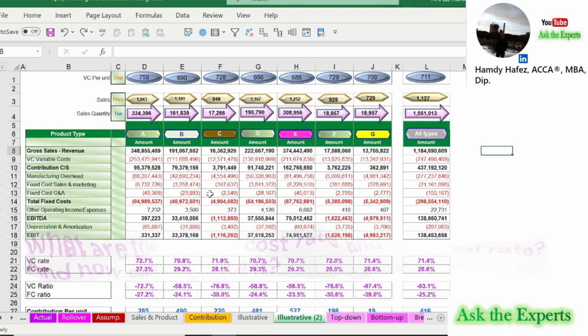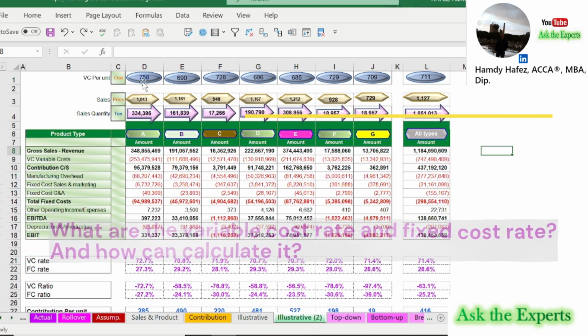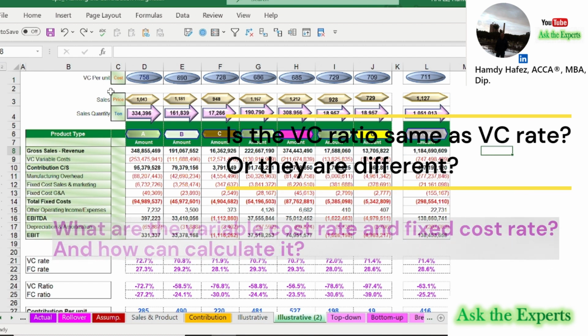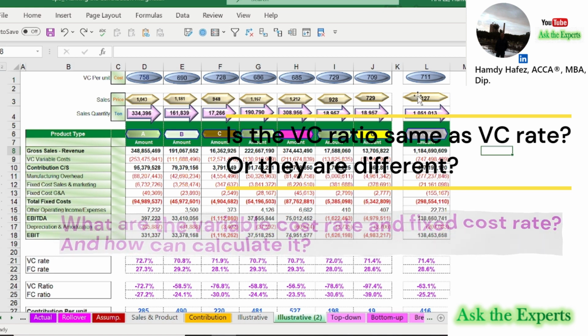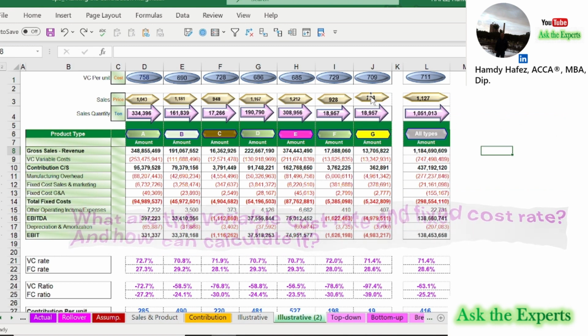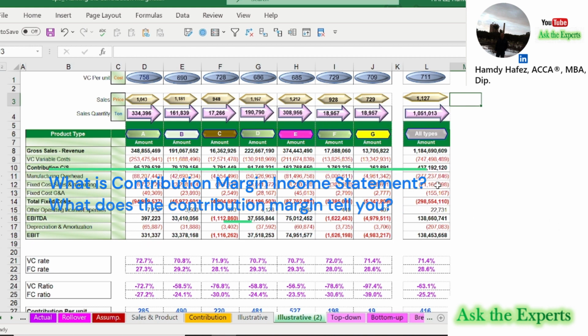Back again to our short illustrative example. What are the variable cost rate and fixed cost rate? And how can we calculate them? Is the variable cost ratio the same as the variable cost rate, or are they different? All these questions will lead to other important questions. For example, how can the average contribution margin for several products be calculated?